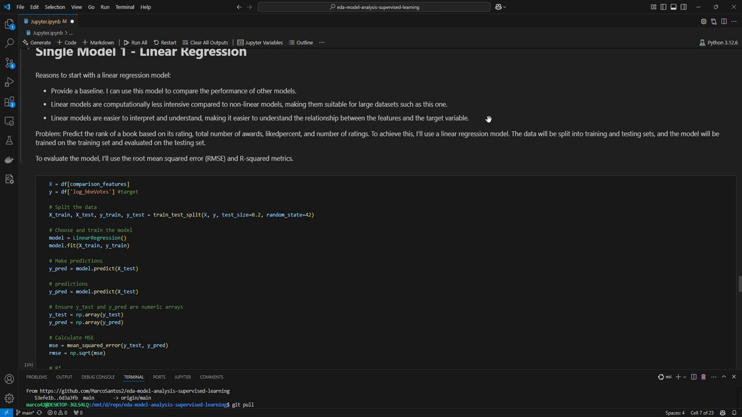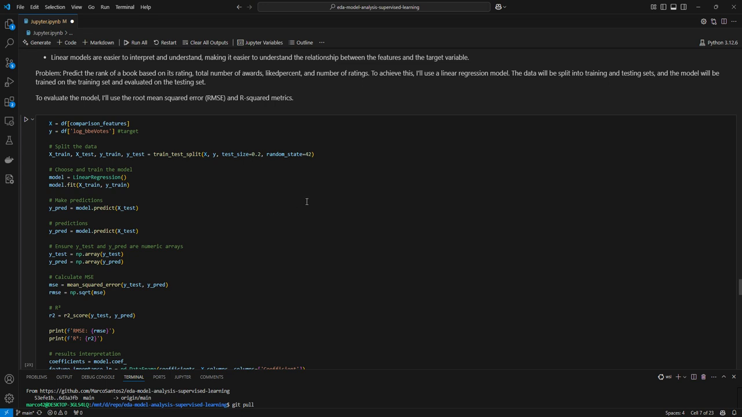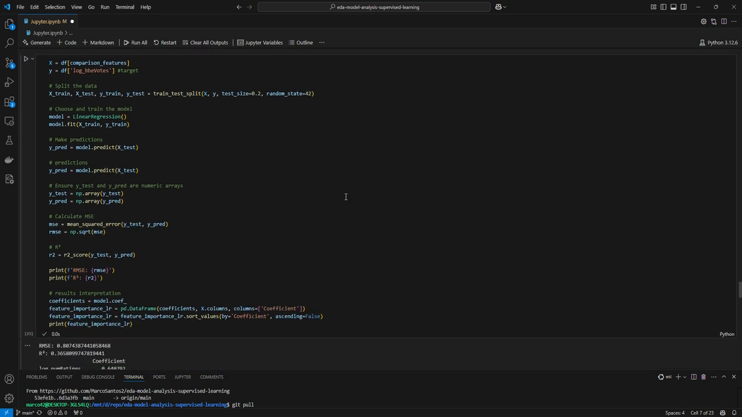making it easier to understand the relationship between the features and the target variable. So the problem set here is to predict the rank of a book based on its rating, total number of awards, liked percent, and number of ratings. So the rank of a book is just how many BBE votes, best book ever votes they have. To achieve this, I'll use the linear regression model as mentioned above. To evaluate the model, I'll use the RMSE and R-squared metrics.